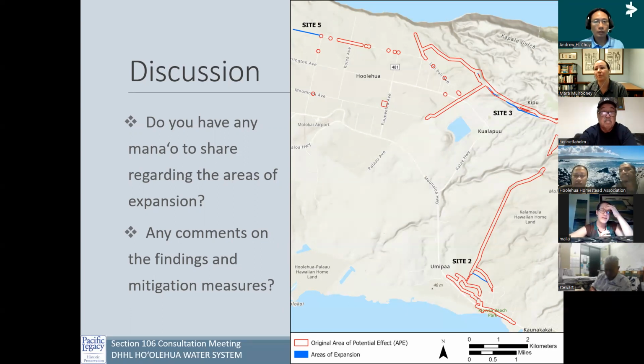So they don't automatically come back to Molokai? Well, that's a question to ask DHHL and to check in with them on their plans. I think what I'm hearing from your question, Malia, is that there is a preference for the artifacts that are found to be returned to Molokai. So I think that is definitely the type of mana'o we want to hear tonight.